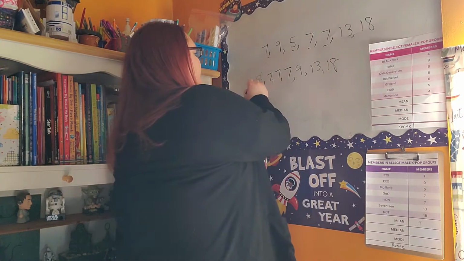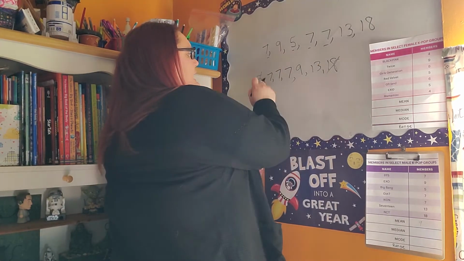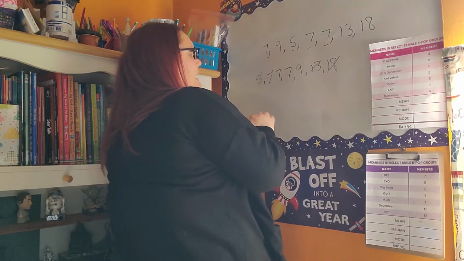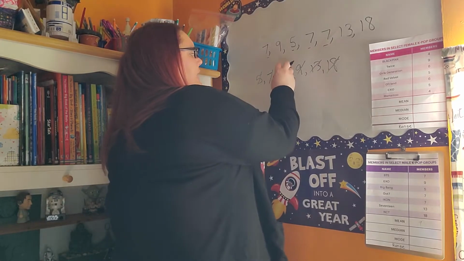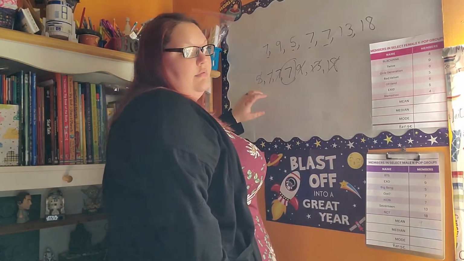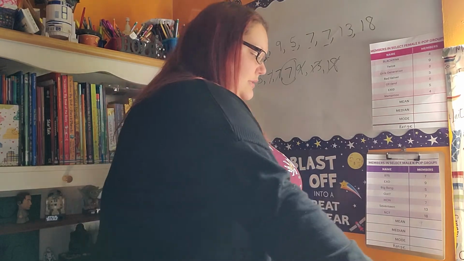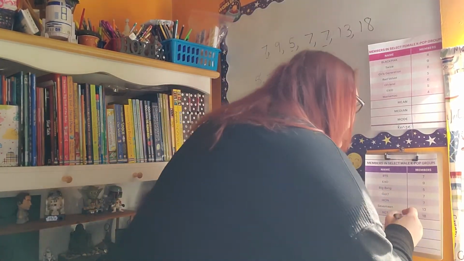All right, so we're going to mark out the ones on the outside. Mark out that, and then mark out those. And then what do we have in the direct middle? 7. Okay. So our median is going to be 7.